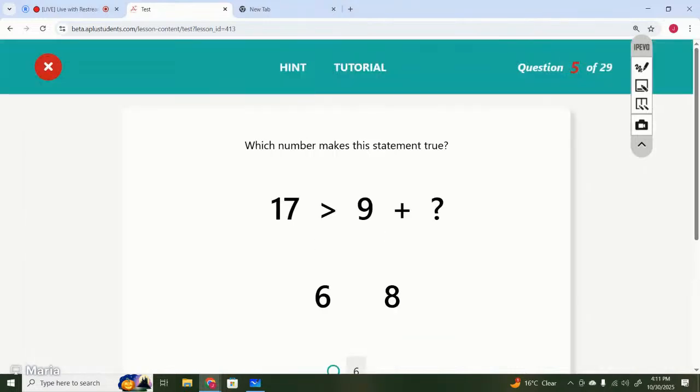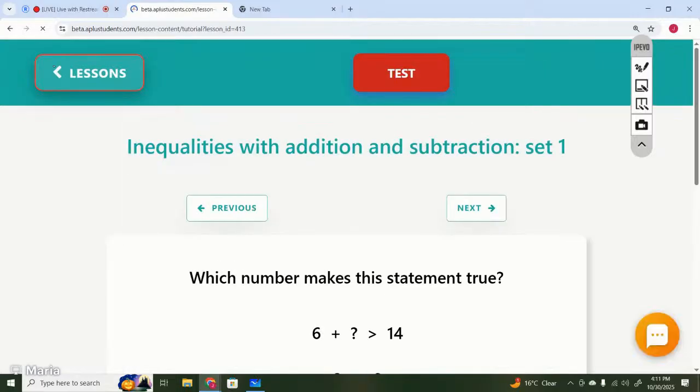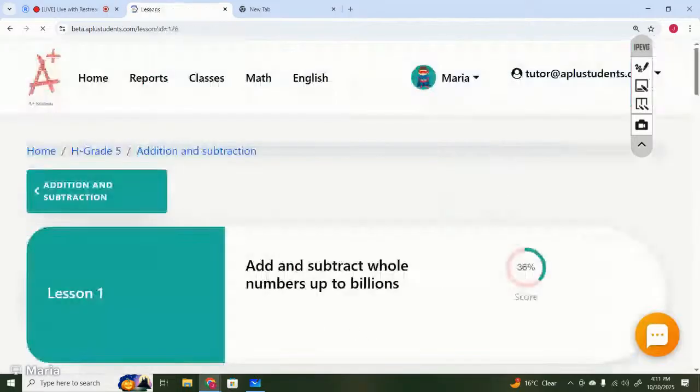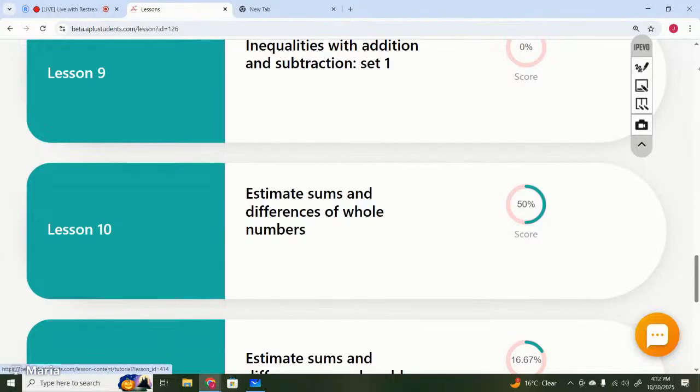Very good. Okay, you can complete the lesson by yourself later today. Let me just move on to the next lesson. The next lesson is estimate numbers.